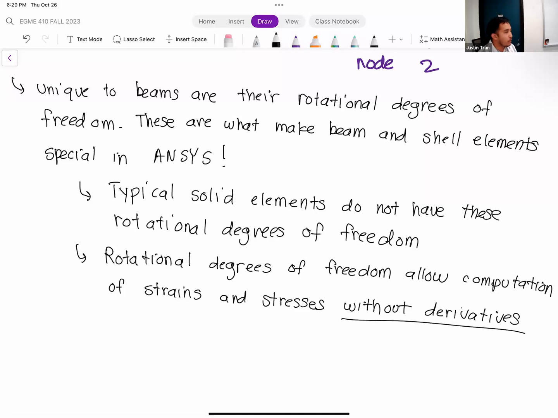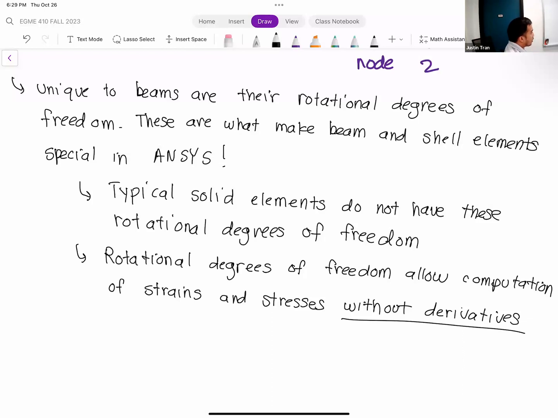Because normally, remember what we talked about when we talked about shell and beam elements. If you wanted to compute the stress in a solid element, you need to take the derivative of the deformation distribution, right? And if you have a situation where you have only one element through the thickness, so you have a slender element, that can be either very difficult to do, or it's going to give you something inaccurate, right?